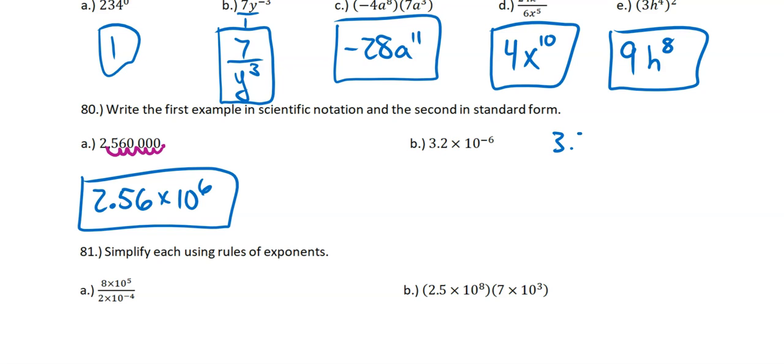So if I took this thing, the 3.2, off to the side and said, hey, oh, sorry, let me give myself a little more space here.